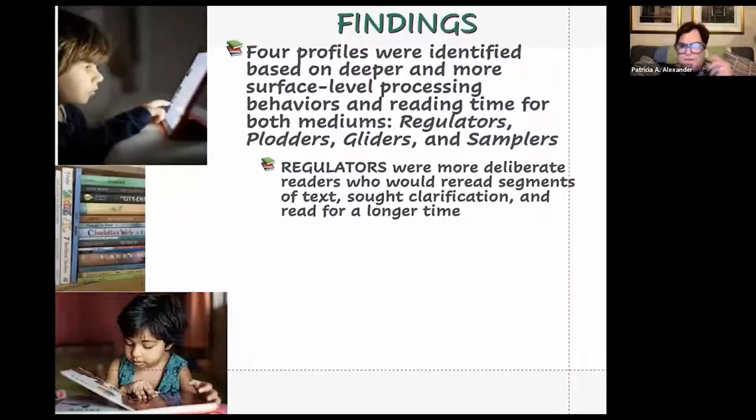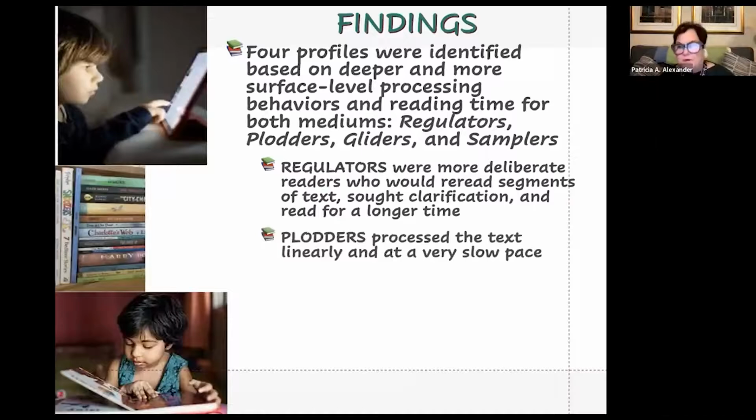Let me go back and see what that said about that. And the other thing about them is that this group read long; they took longer to read than the others. These are not timed exercises, so they could take as long as they chose to do. So those were the regulators.